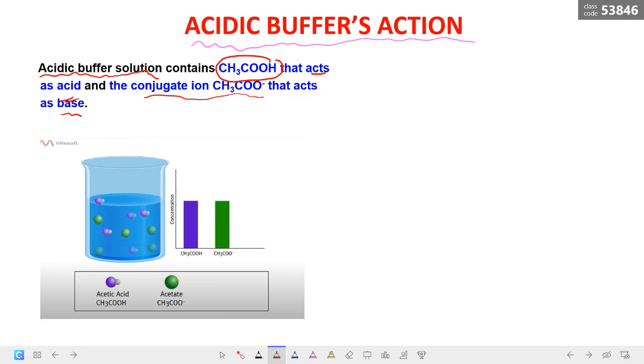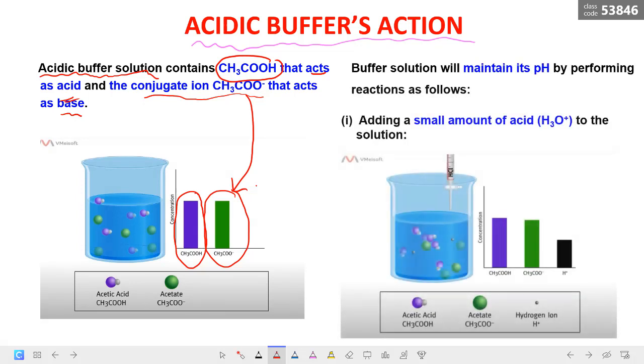Jadi ini gambaran. Gambaran yang warna biru ni adalah concentration of acetic acid dan yang warna hijau ini adalah concentration of conjugate base which is come from the salt. Okay. What happen, okay, when a small amount of strong acid is added to it? Okay, jadi kita tahu buffer solution ni maintain its pH. Okay, jadi sekarang saya nak terangkan macam mana apabila small amount of strong acid, okay, represented by hydronium ion is added to the buffer solution.